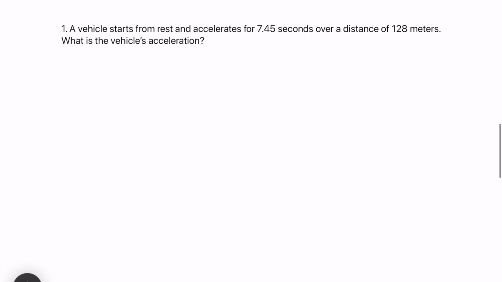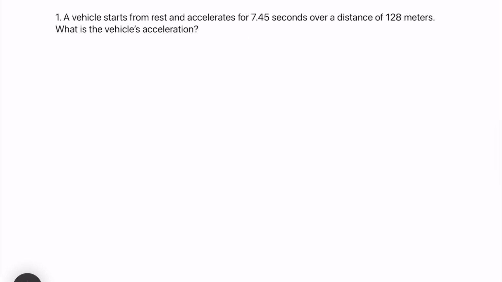So number 1, it says a vehicle starts from rest and accelerates for 7.45 seconds over a distance of 128 meters. What is the vehicle's acceleration? So again, let's discuss what we have from the question. It looks like we have the time, we also have the distance, and if you remember from last video, if we see a vehicle or an object starting from rest, we also have the initial velocity. So our VI, because it's at rest, will just be 0 meters per second.